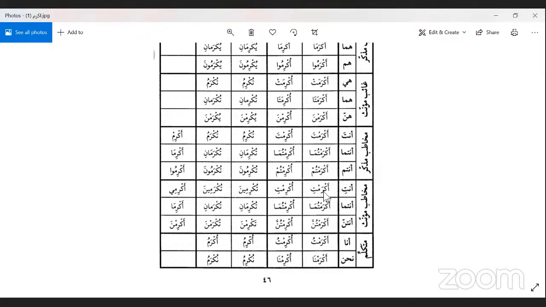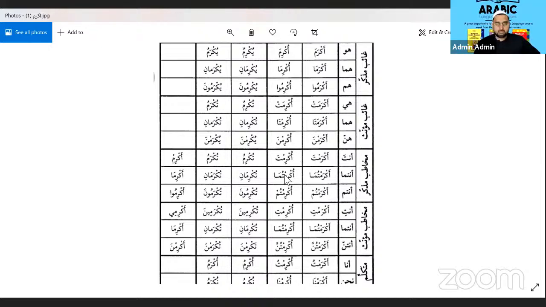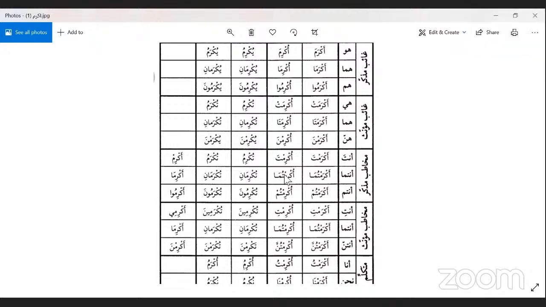Yes, Sheikh. Go ahead. Huwa akrama, he gave respect to someone. Huma akrama, they both male gave respect to someone. Hum akramu, they all male gave respect to someone. Hiya akramat, she gave respect to someone. Huma akramata, they both female gave respect to someone. Hunna akramna, they all female gave respect to someone.